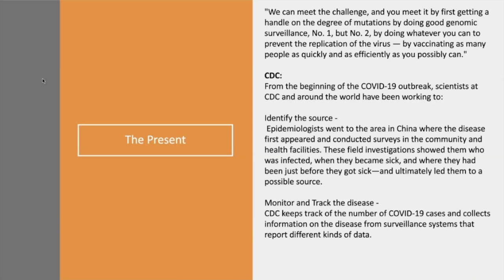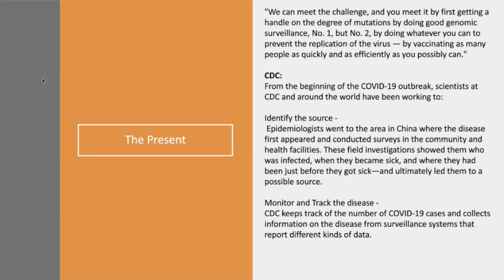Going on to say that we can meet the challenge, and you can meet it first by getting a handle on the degree of mutations by doing good genomic surveillance, but also by doing whatever you can to prevent the replication of the virus by vaccinating as many people as quickly and as efficiently as possible.